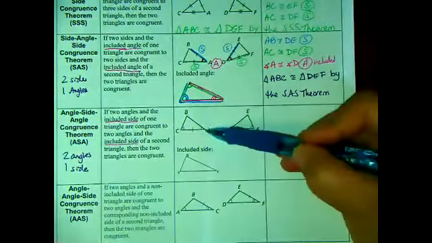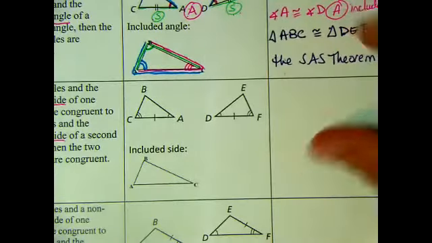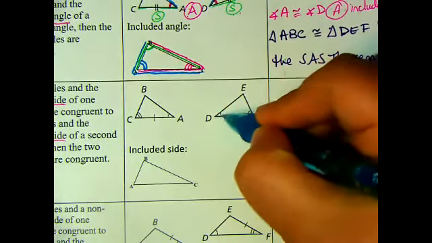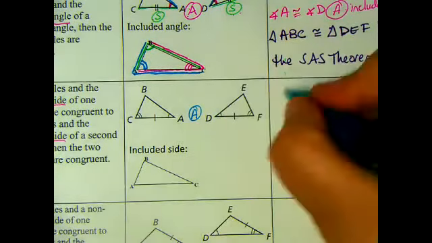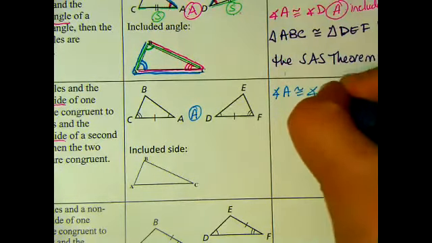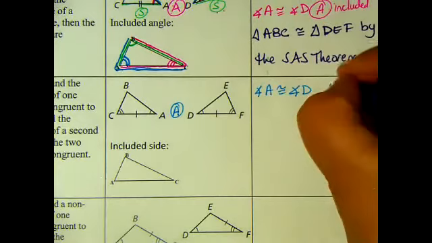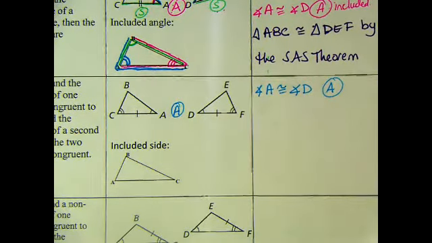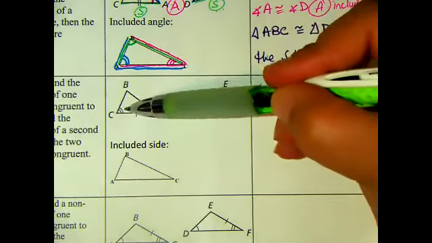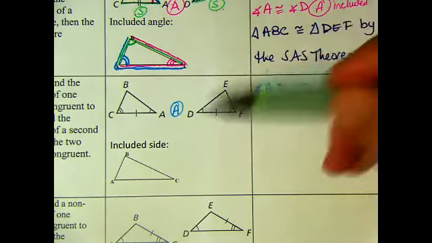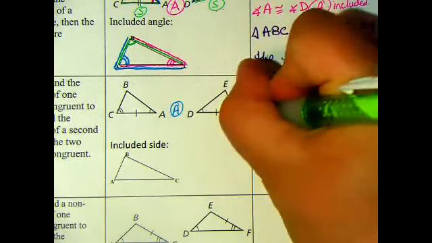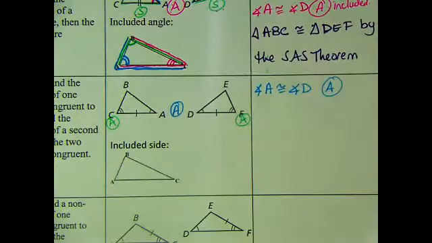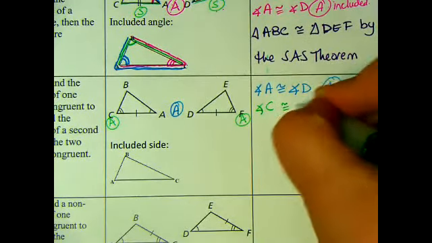Over here, I see angle A and angle D both have one arc. So angle A is congruent to angle D. That's one of my angle pairs. Then I can see that angle C has two arcs and angle F has two arcs, which means this is my second angle pair. So angle C is congruent to angle F.